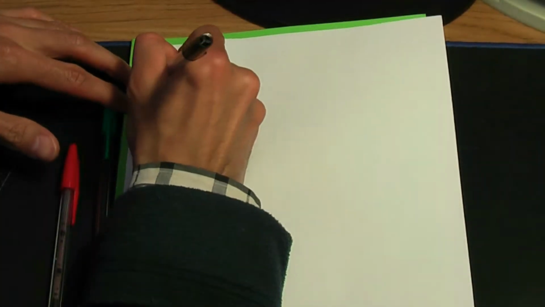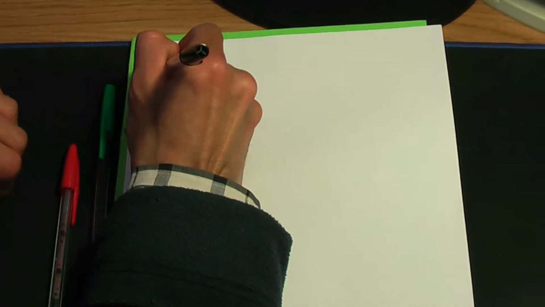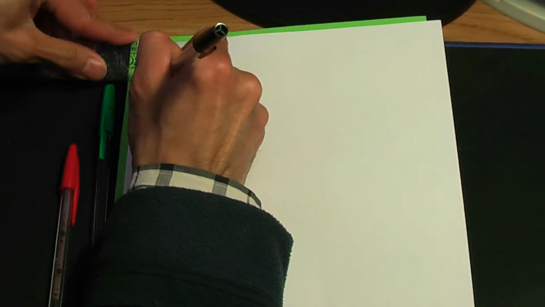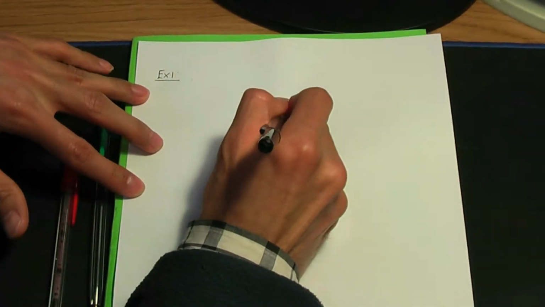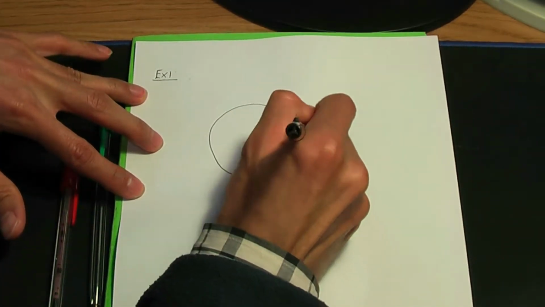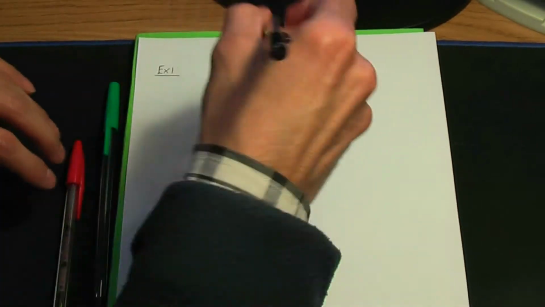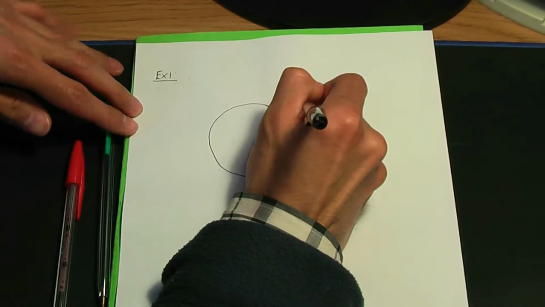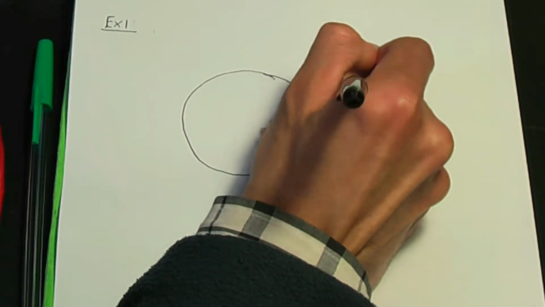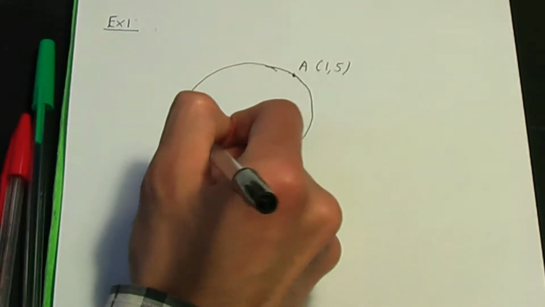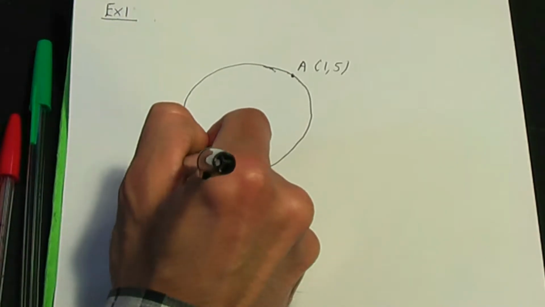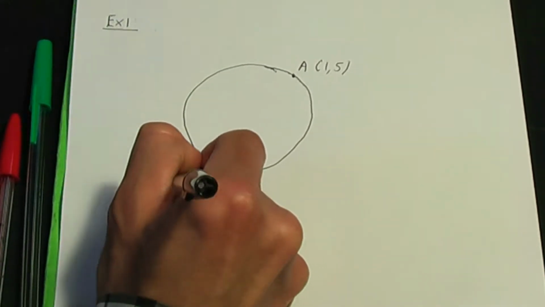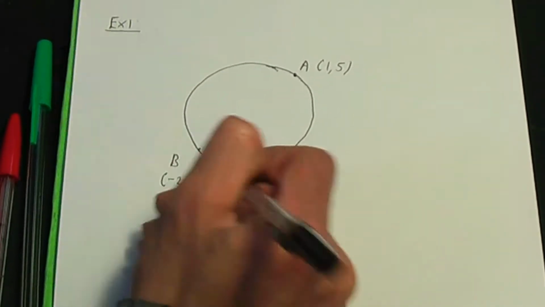So here's example number one. So let's imagine this situation. So we have a circle like so. So we have two points in the question. So point A has coordinates 1 and 5. And we have another point B. B has coordinates, in this case, minus 2, 3.